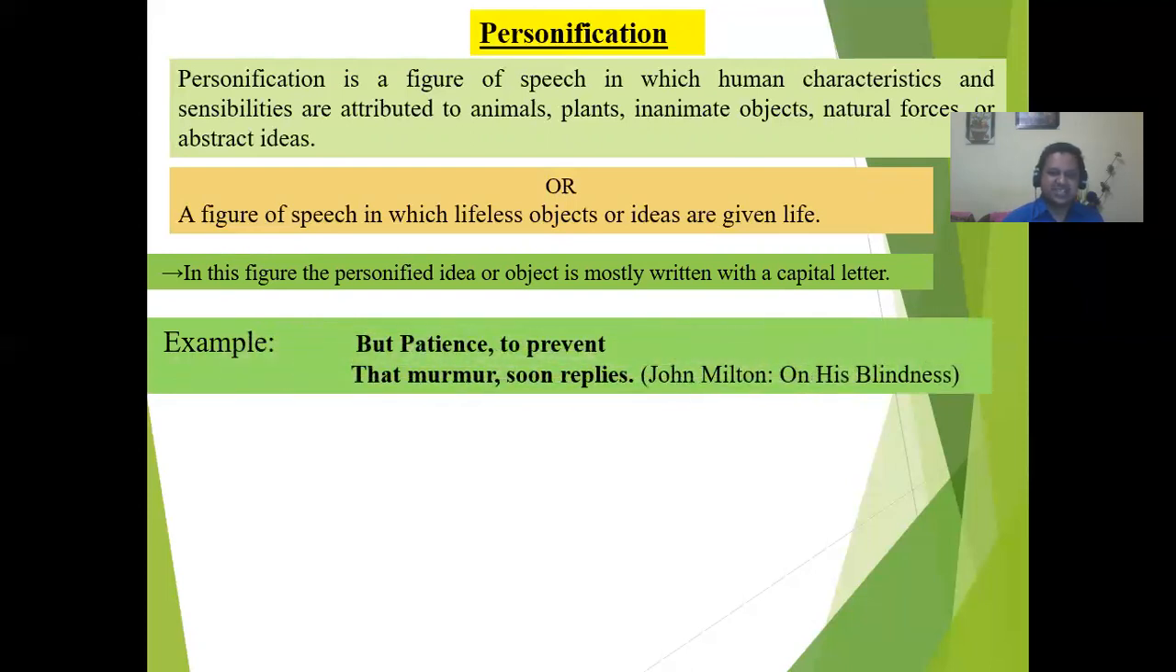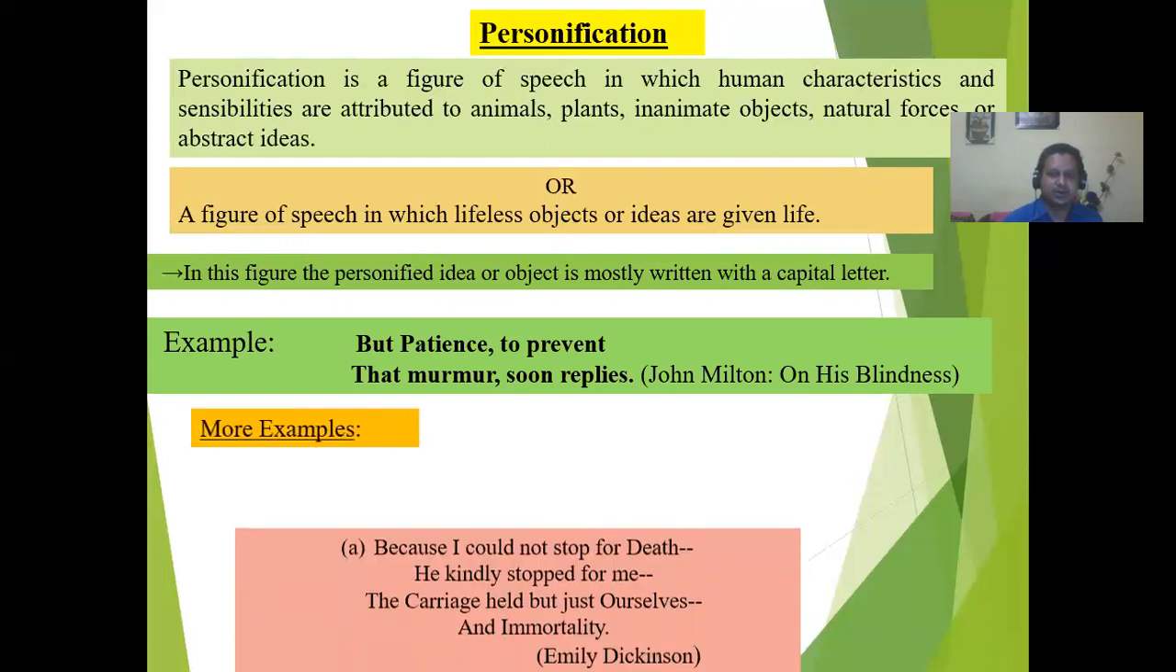Example: "The passions to prevent that murmur soon replies," taken from the poem On His Blindness, written by John Milton. Here, look at the word passions. Passions replies. Here human sensibilities are given to passions. Passion has the power to reply, to say something. So human sensibilities are attributed to passions, to feelings.